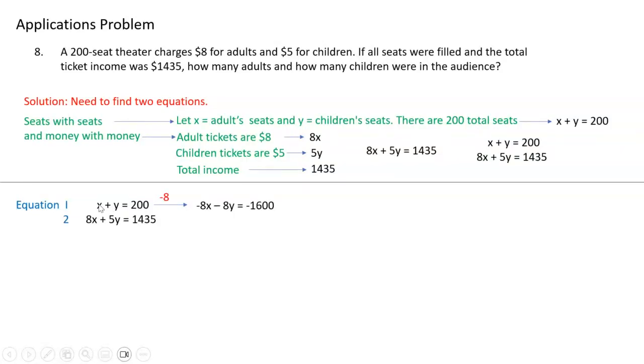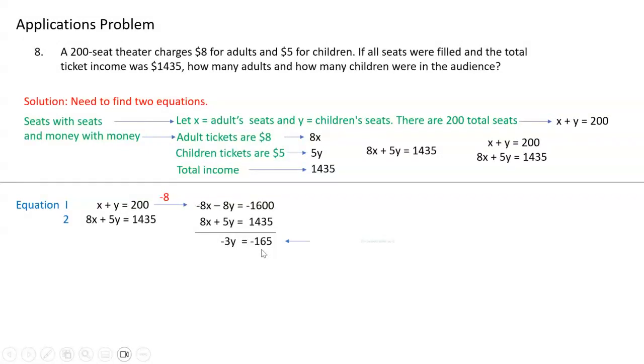If I multiply -8 times every term on equation 1, it's going to give us -8x minus 8y equals -1600. Equation number 2, all we do is bring it over. Then we add them, right? If you notice, the x's were eliminated. So negative 8y plus 5y gives us negative 3y. Negative 1600 plus 1435 will give us negative 165.